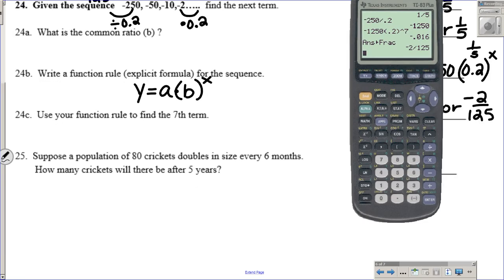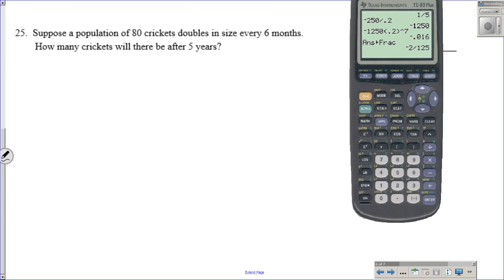Okay, for number 25, it says suppose a population of 80 crickets doubles in size every 6 months. How many crickets will there be after 5 years? So let me move this up just a little bit. Okay, so our starting amount, this is going to be exponential because we see the word here doubles, and when we double, we're multiplying by 2. So this is going to be an exponential equation.